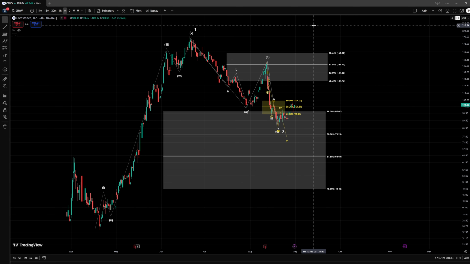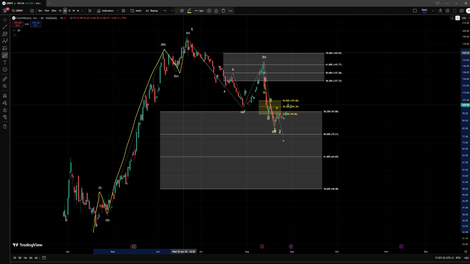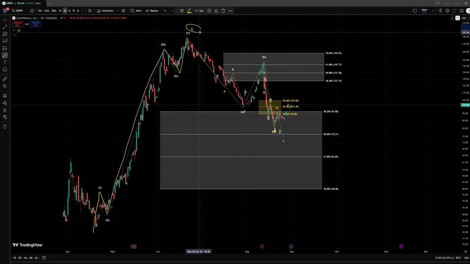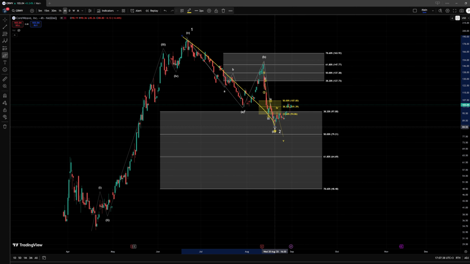In this video we are looking at CoreWeave and it is time for another update. On this chart we have been tracking this 5-wave move to the upside in a wave 1, 2, 3, 4 and the 5 that completed the larger wave 1, and we were tracking the correction in wave 2 ever since.